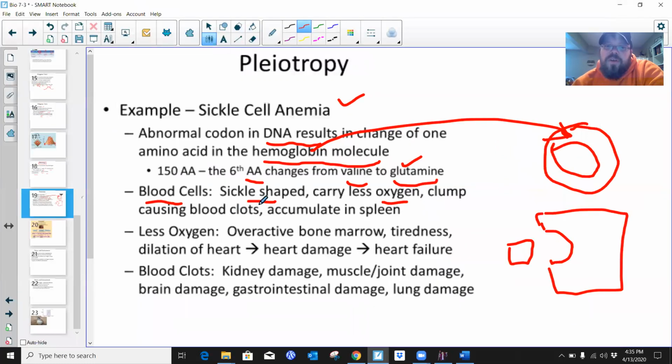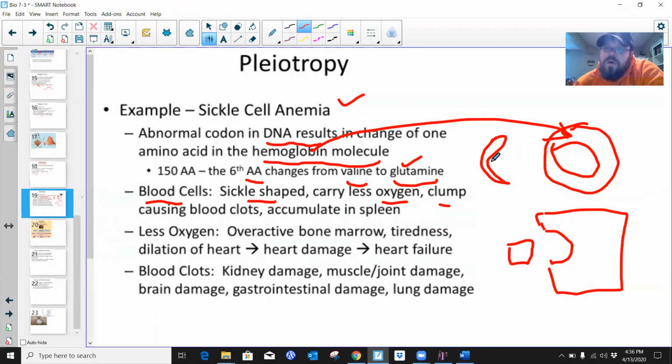So the red blood cells will have this sort of sickle shape. So rather than being nice and round like this, they'll kind of be funky and curved. Okay. Well, you might go, well, okay, it still can carry some oxygen, but it's got this funky shape. Problem is that if it has this funky shape, it actually can carry less oxygen.